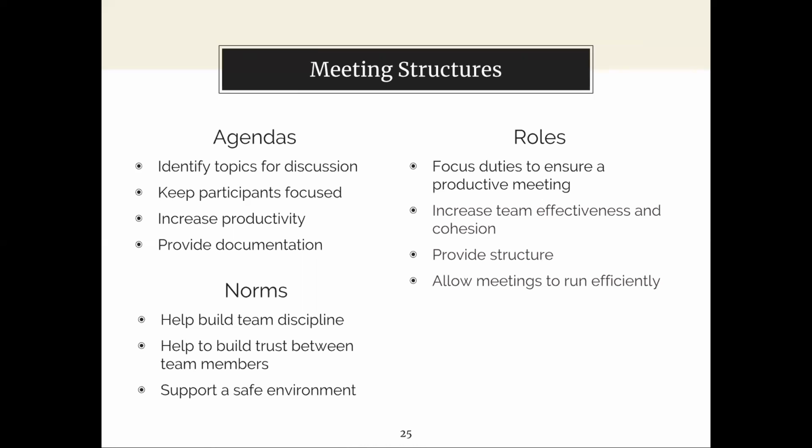A final consideration is assigning roles for team members. These roles focus the duties of team members to ensure a productive meeting, which in turn will increase team effectiveness and cohesion and provide needed structure for your team. A few examples of roles that you may wish to consider might include facilitator, timekeeper, recorder, and process observer. Assigning roles and implementing roles will allow meetings to run more efficiently.